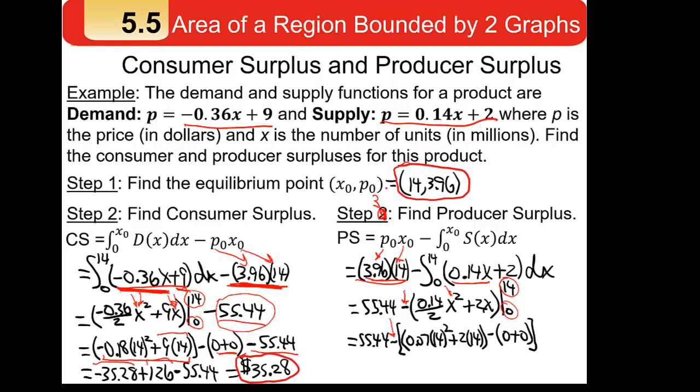But when you plug 14 in here and here, you get a 14 squared here and a 14 times 2 there. 14 squared times 0.07 comes out to be 13.72, and 2 times 14 comes out to be 28. And remember, that minus sign is still sitting there, and that 55.44 is still sitting there. So when you simplify that, 13.72 plus 28, you get 41.72, and then you've got 55.44 minus 41.72 is $13.72, and that is the producer surplus.